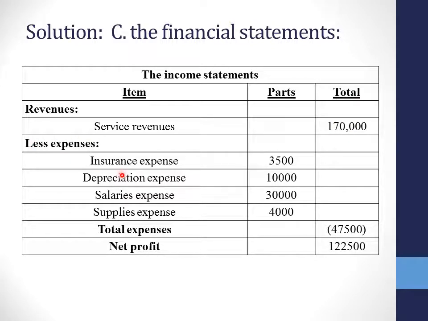Less, gather all the expenses, insurance expenses, depreciation expense, salaries expense, supplies expense, and subtract from the revenues, which is service revenue, the total expense. The result will be net profit. Why net profit? Because revenues are more than the expenses. When revenues are higher than the expenses, the result is net profit. All these figures we bring from the adjusted trial balance.